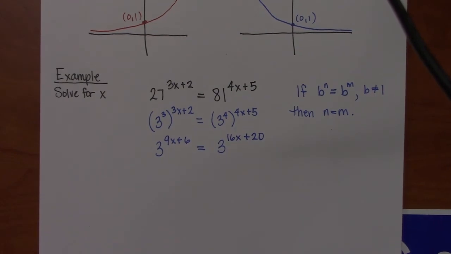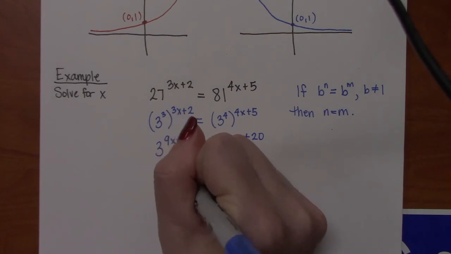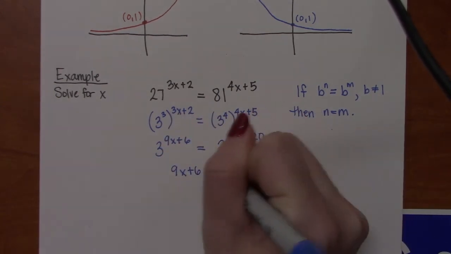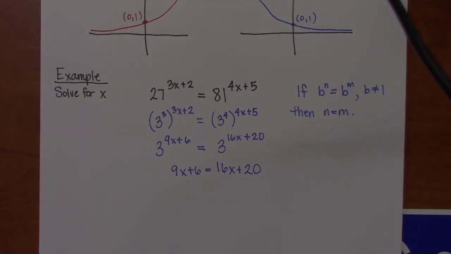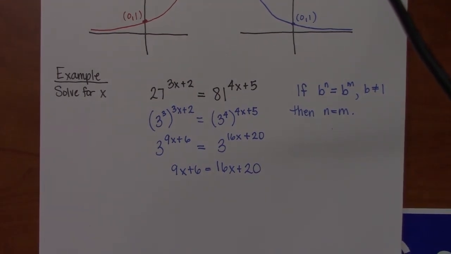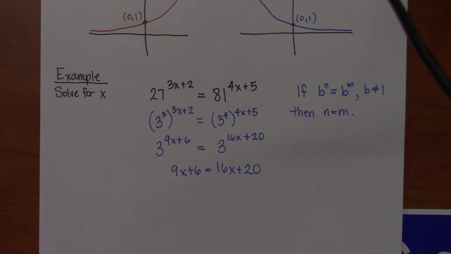So now I'm right where I want to be. I've got 3 raised to some stuff equals 3 raised to some different stuff, right? And 3 is definitely not 1. So now I can say, well, those exponents just have to be equal to each other. So I can invoke this rule and say, well, that means 9x plus 6 has to equal 16x plus 20. And then I can just continue solving for x. Does this not make sense to anybody? You just drop the exponents down.